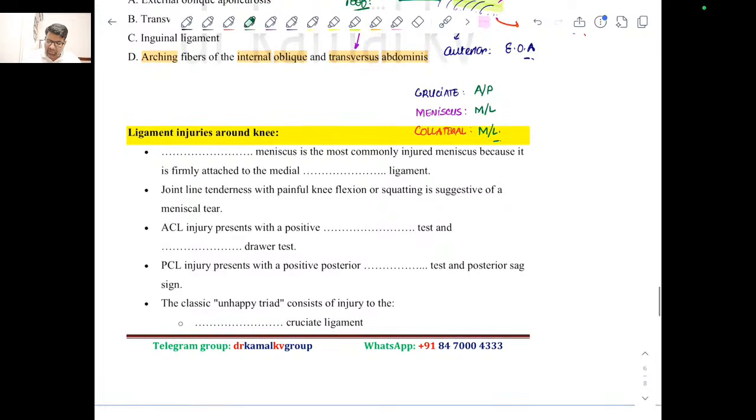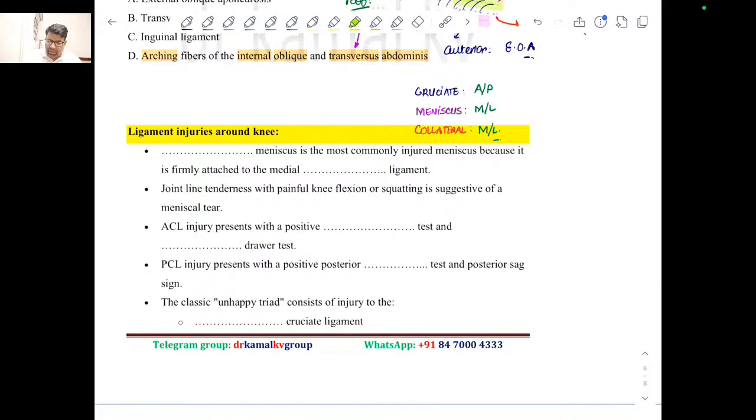Now, let us start with the meniscus. So, which meniscus is most commonly injured? The answer is actually medial meniscus. So, medial meniscus is commonly injured, and why? Because it is firmly attached to the medial collateral ligament, MCL.